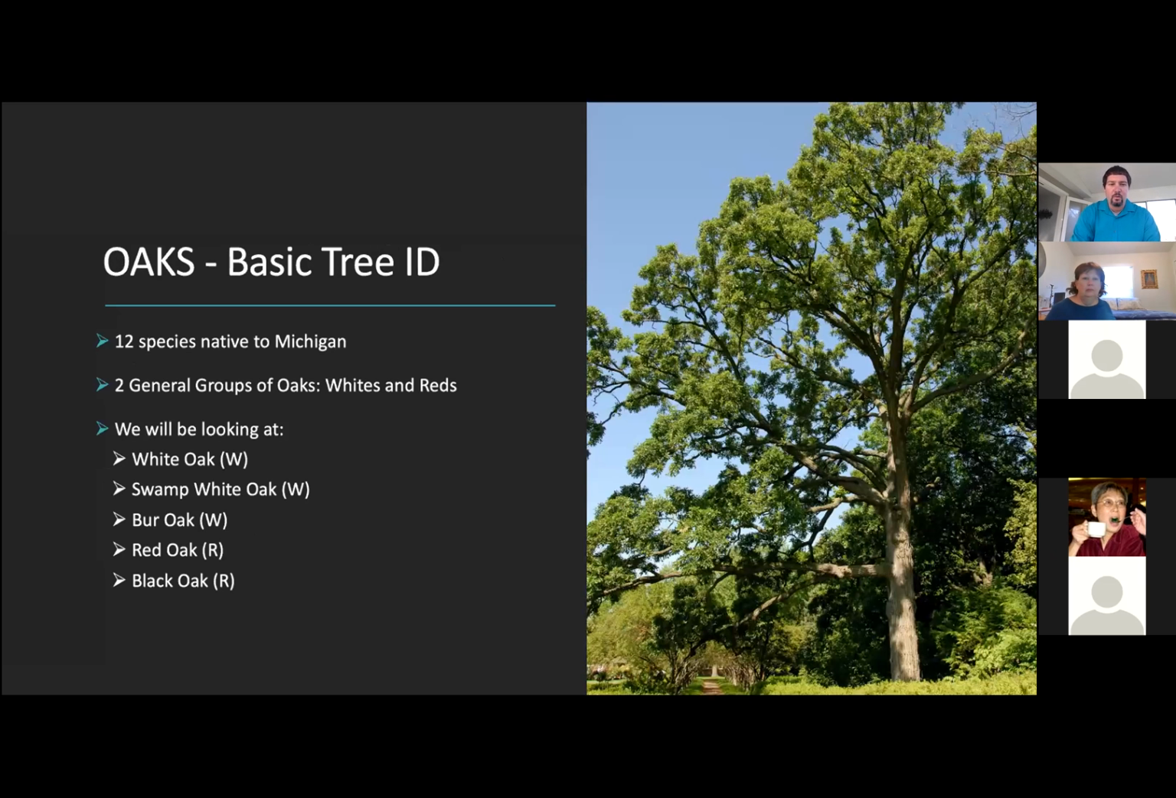So we're going to start out with oaks. They're very common. There's a lot of different species in the state. Generally speaking, oaks are split into two groups, and this is true all across the country, but it's easiest to see here in the Midwest. You've got white oaks and you've got red oaks. And this is really important if you can sort of tell the difference between the two in terms of disease susceptibility and sort of broader kind of management strategies. So today specifically, we're going to be looking at some leaves from white oaks, from swamp white oaks, from bur oaks, red oaks, and black oaks.